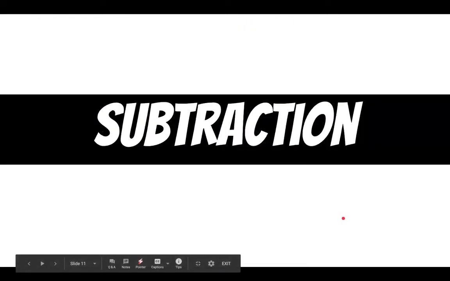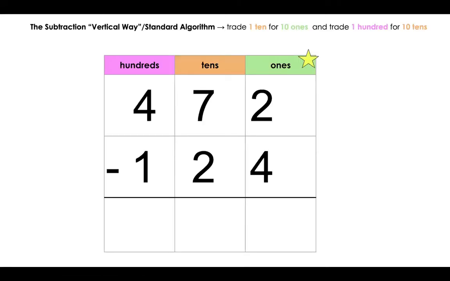Let's talk about some subtraction now. Subtraction can be a little bit tricky. For subtraction, we work the opposite way. You might trade 1 ten for 10 ones and 1 hundred for 10 tens. Let's see what that looks like with this problem. I have 472 minus 124. I want you to go ahead and pause the video, see if you can figure it out on your own, and check back with me and see if we came up with the same answer.